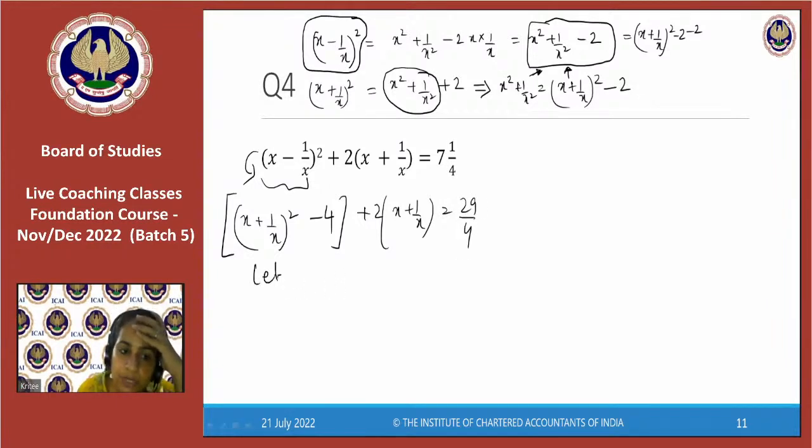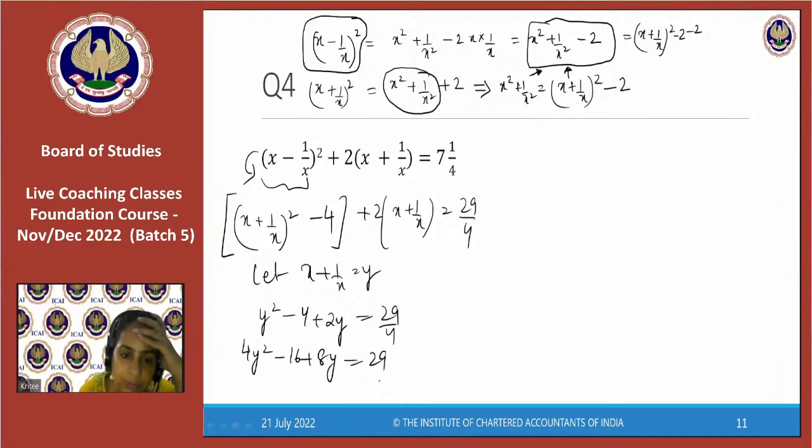So now again, what I will do is I'll simplify it. Let x plus 1 by x be equal to y. So this is y square minus 4 plus 2y equals to 29 by 4. Cross multiply. 4y square minus 16 plus 8y equals 29. Bring everything on one side. 4y square plus 8y plus 29 here becomes minus 29. When minus 29 gives you 45.